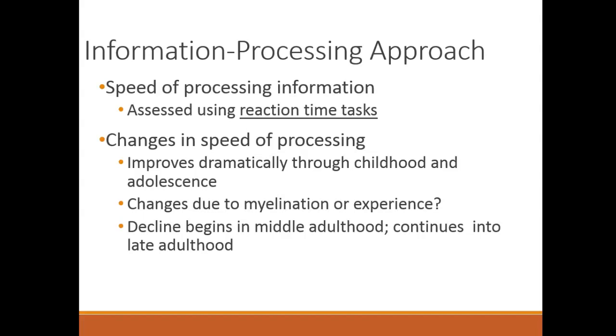Partly, these changes are due to myelination. So in infancy and childhood, our neurons are becoming more and more myelinated. There's this fatty layer that insulates the axons of our neurons, and as that insulation occurs, the electrical signals become more efficient and quick. So that's part of the change in processing speed. Another is experience. As we gain experience, we just have more to draw upon, and we can anticipate things a little bit better. Now, this does begin to decline in middle adulthood, and those declines do continue into late adulthood.